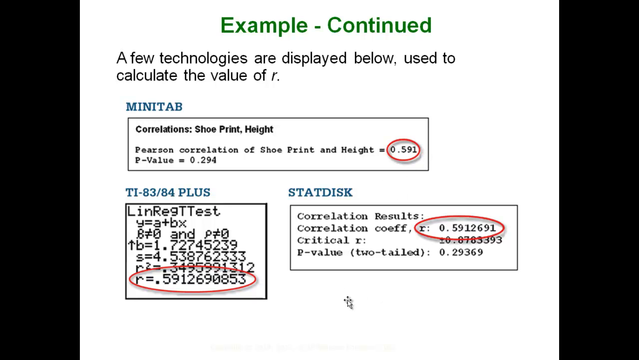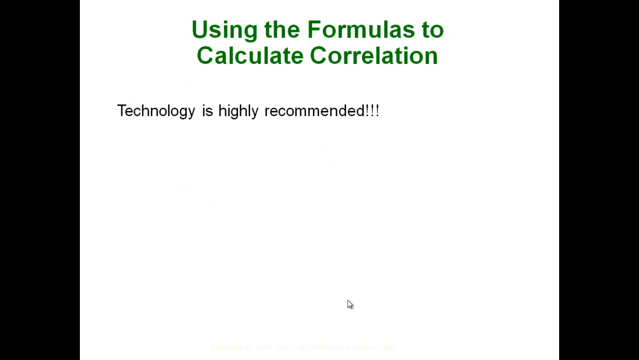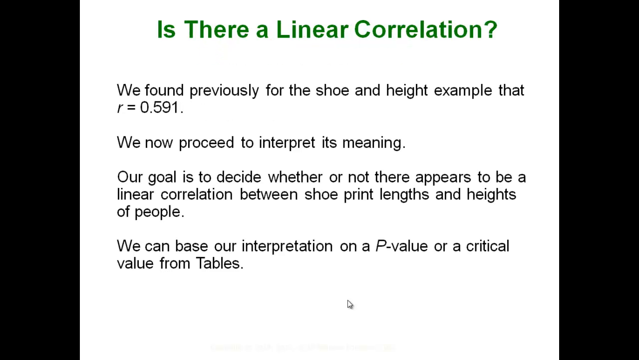So a correlation coefficient of 0.59. Seems strong? Seems weak? I don't know. What do you think, right? It's still a subjective thing. 0.59, it really depends on your opinion whether you think that's a strong correlation or not. Using the formulas, I don't even want to put them here because they're horrible. Just use technology.